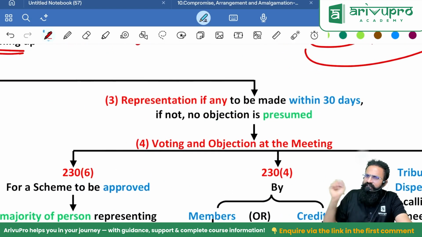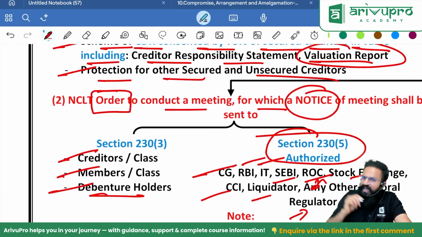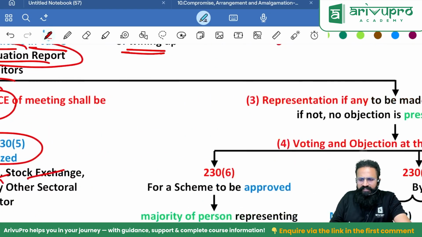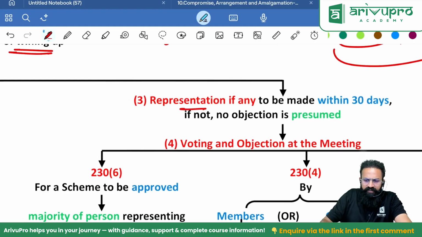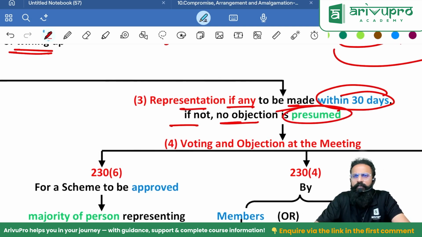Now, sir, if at all they have any objections, these authorities have to file their objections within 30 days. Representation, if any, is to be made within 30 days. If not, a no objection will be presumed. This is for the authorities. Who are the authorities? Registrar, SEBI, it can be liquidator, IRDA, PFRDA, CCI, IT authority, central government. If they do not reply within 30 days, it is presumed that they don't have any objection.